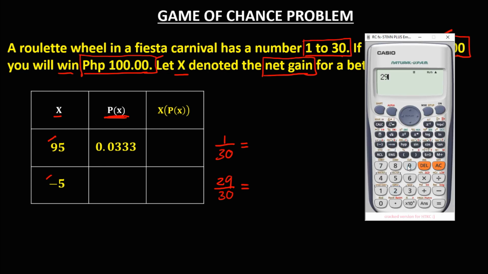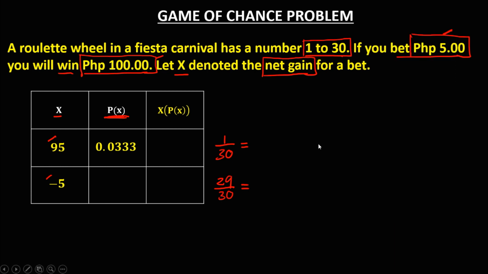So we have 29 divided by 30 equals 0.9667. So the probability that you lose these 5 pesos is 0.9667. Then to check your probability, just add all these numbers and take note from the properties of the distribution that the sum of the probability must be equal to 1.